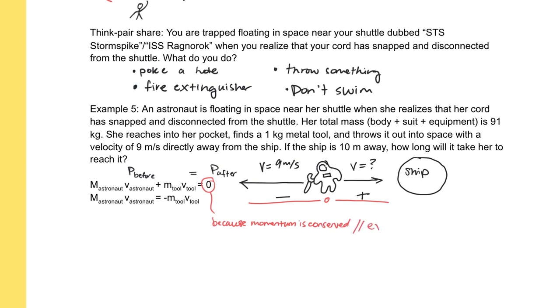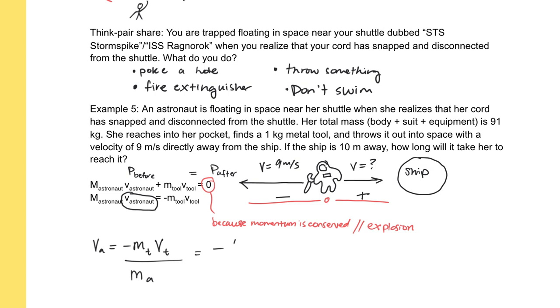And then this is also what we call an explosion. So the mass of the astronaut, so then if we want to solve for the velocity of the astronaut, we have to get the velocity by itself. So then the v of the astronaut is going to be equal to negative mass of the tool times velocity of the tool over mass of the astronaut.